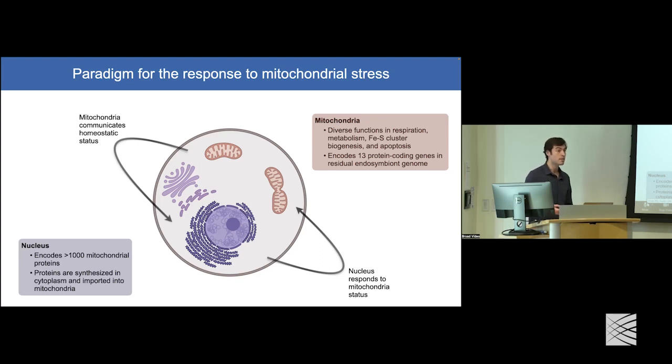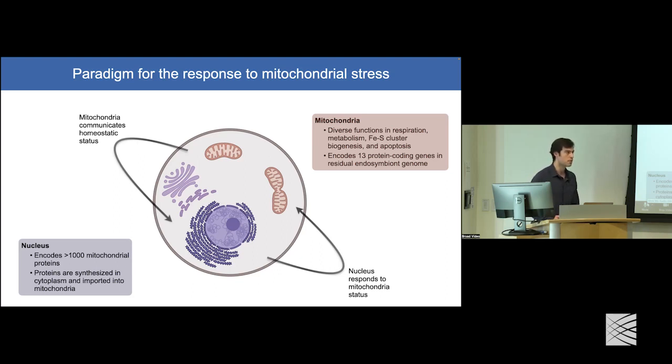An endosymbiosis took place at the origins of eukaryotes, where an alpha proteobacterium was taken up by the progenitor eukaryotic cell. Over time, most of the genes that were encoded on the alpha proteobacterium's genome were transferred to the nuclear genome, but 13 of these protein coding genes remain in the mitochondrial genome. So the nucleus in a human cell encodes more than 1,000 mitochondrial proteins. These proteins are synthesized in the cytoplasm by the cytosolic ribosome, and then they're imported into the mitochondria across either 1 or 2 mitochondrial membranes.